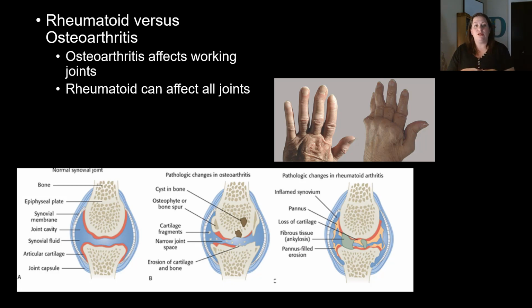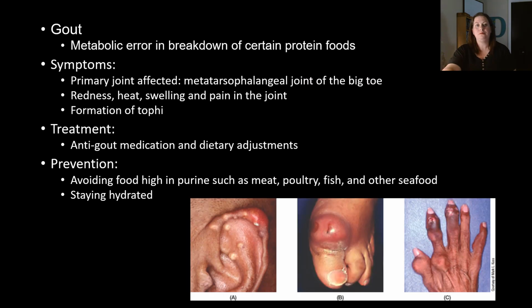Also, if you look at the picture at the bottom, you can see what a normal joint capsule looks like. These are synovial joints. You can then see in the middle with B what osteoarthritis can end up doing to the joint. You can still have growths in there, but they're more bony growths. You can have little pieces of debris in the cavity, that sort of thing. But if you look at rheumatoid arthritis, you can see that some of the tissue makes a scar tissue connecting the joint, which locks it up to where it can't be used anymore. And so there is a difference between osteo and rheumatoid arthritis.